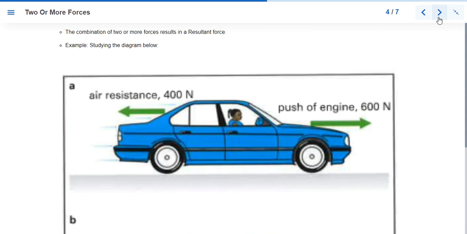Now, two or more forces. The combination of two or more forces results in a resultant force. Let's see the example we have below by studying this diagram. In A, we have air resistance, which is 400 Newton. And we also have the push of the engine, which is 600 Newton.